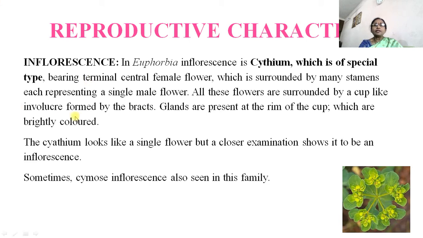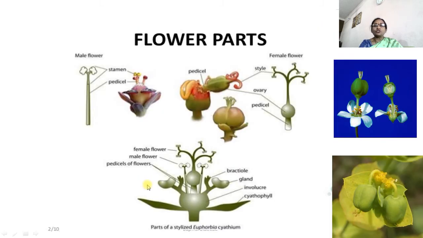The cyathium looks like a single flower, but a closer examination shows it to be an inflorescence. It looks like a single flower, but when we examine this inflorescence, we find that there are many flowers. Sometimes cymose inflorescence is also seen in this family. These are the flower parts.